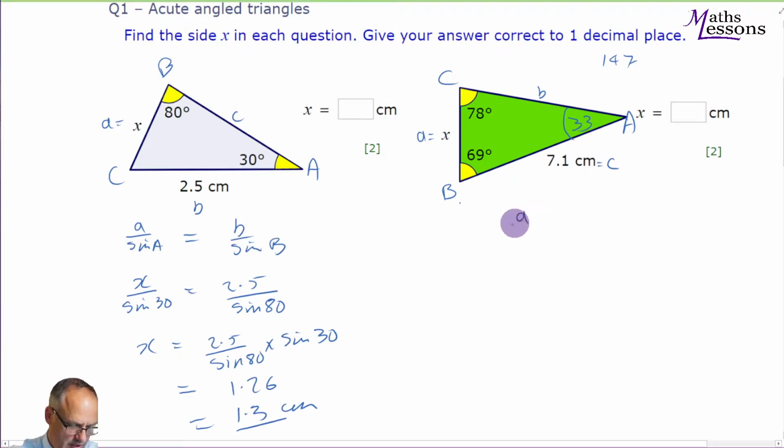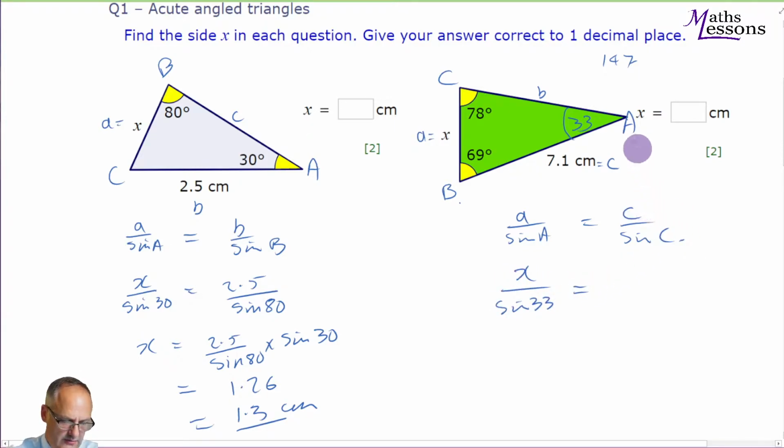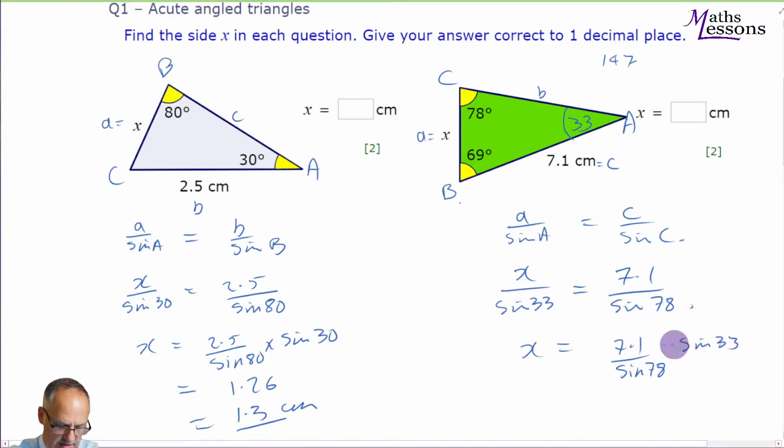So we're going to always write out the formula so it helps you learn it. We're going to use sine A over a equals sine C over c. Okay, and we're going to put that in. So we've got x, we've got sine of 33 equals 7.1 over the sine of 78. So therefore x will equal 7.1 over the sine of 78, and we're going to times by the sine of 33 to get x on its own.